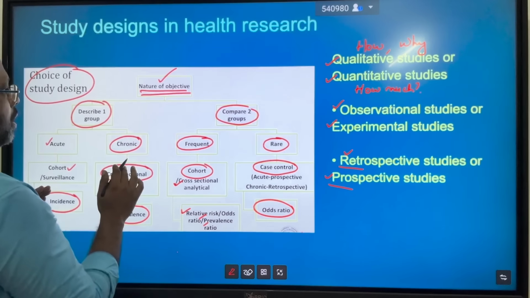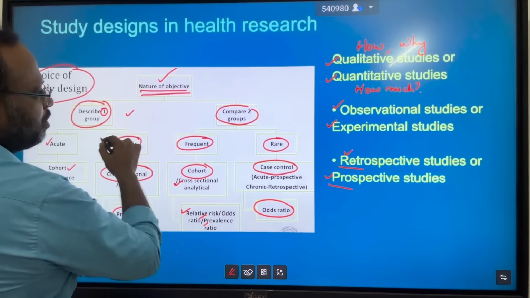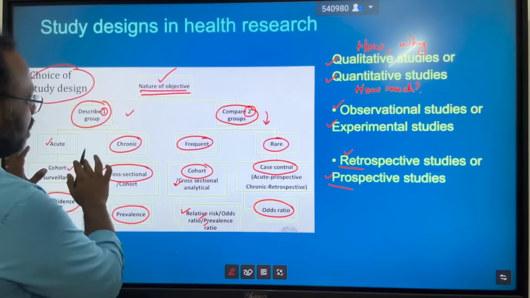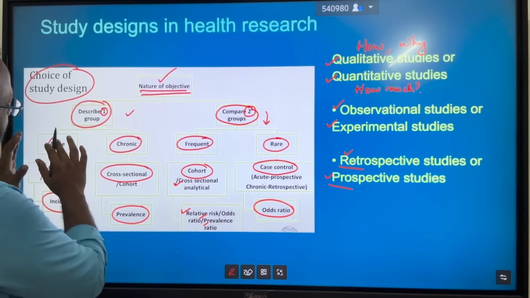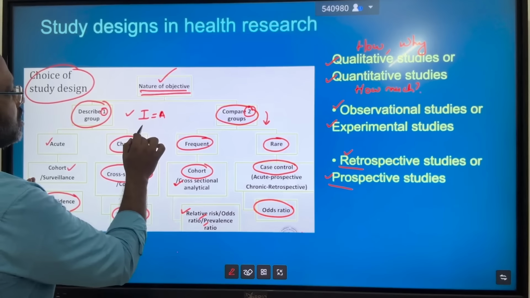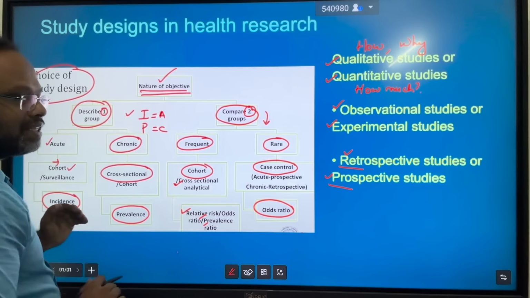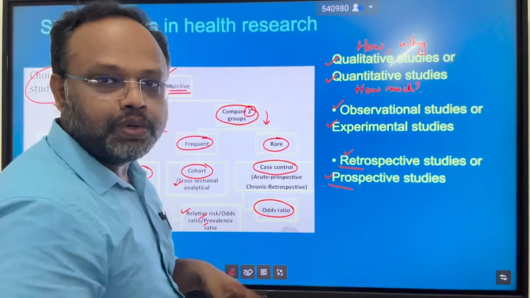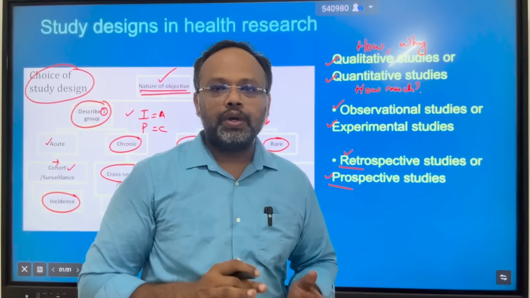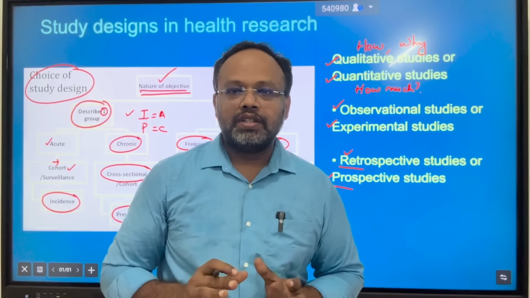Based on the nature of the objective, if we are describing one group, we have to follow the algorithm here. If we are comparing 2 groups, then we have to follow the algorithm here. Then we have to ask the nature of the disease, whether it is acute or chronic. As we all know, incidence is for acute diseases, prevalence is for chronic diseases. So the study designs are decided based on the objective, whether we are describing or comparing one group or 2 groups, acute or chronic, common or rare disease. So like that, we decide on the study design.